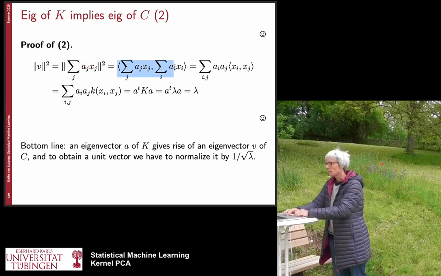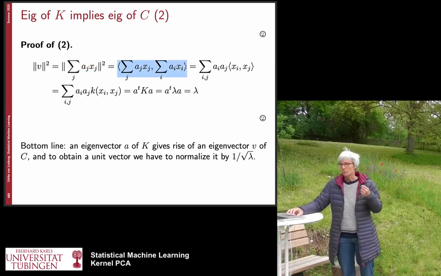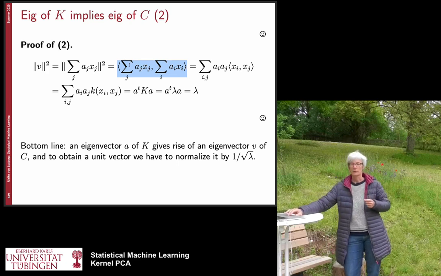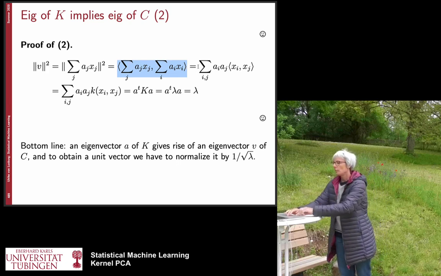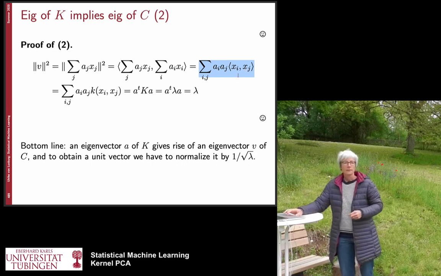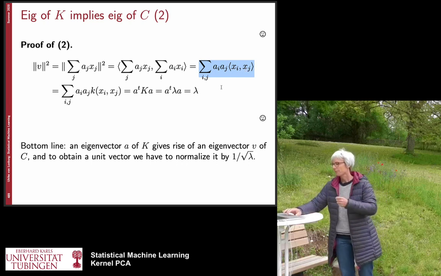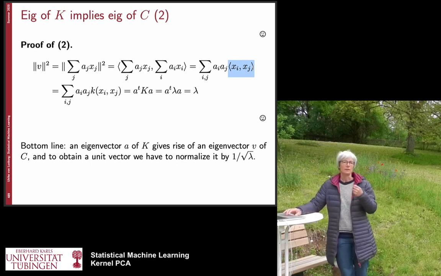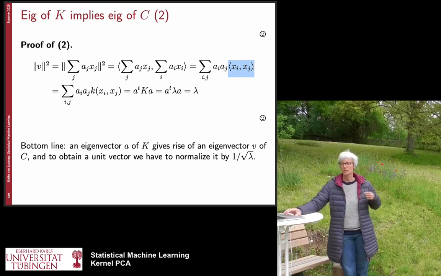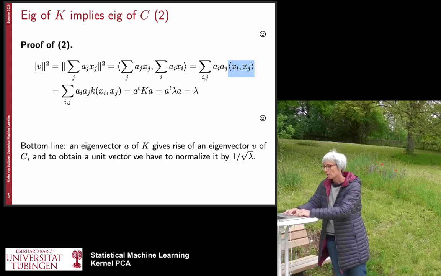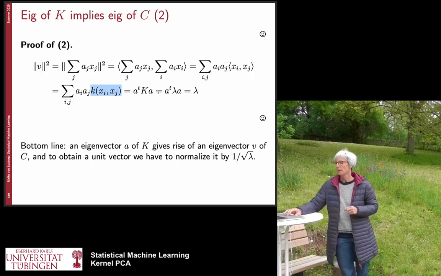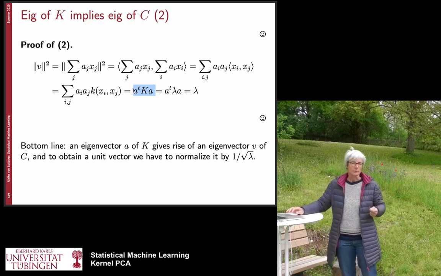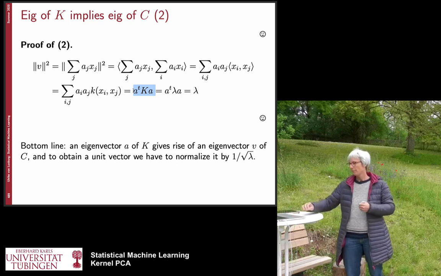Now we spell out what the norm is. The norm squared is the scalar product of the vector with itself. We exploit that the scalar product is linear and take out the sum and the coefficients. And now we observe that these are the scalar products, which in the case of the linear kernel correspond to the kernel here. So what we have now is this quadratic form involving the kernel, A transpose K A.